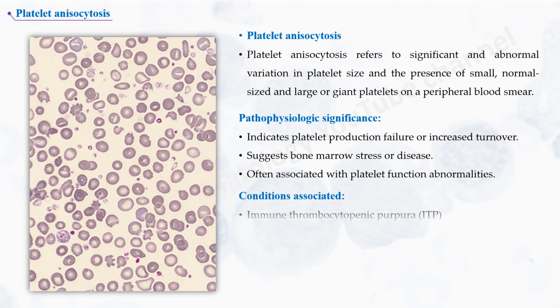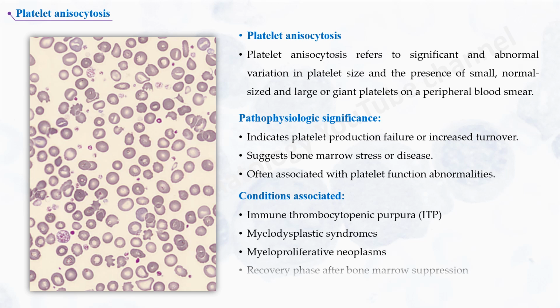Platelet anisocytosis is seen in immune thrombocytopenic purpura, myelodysplastic syndromes, myeloproliferative neoplasms, recovery phase after bone marrow suppression, and severe infections or inflammatory states.